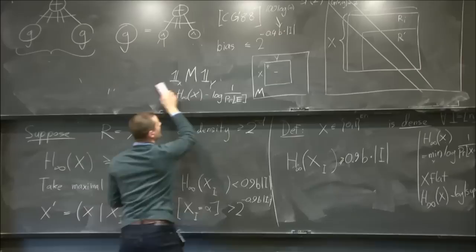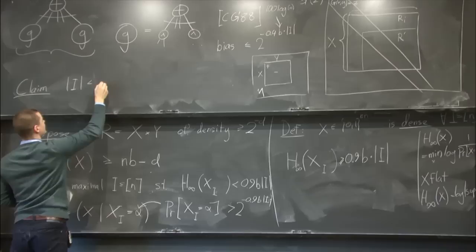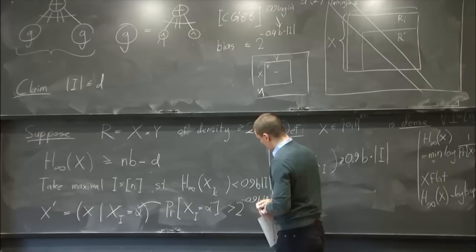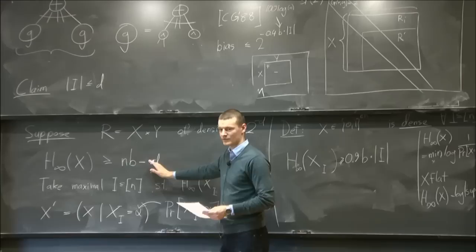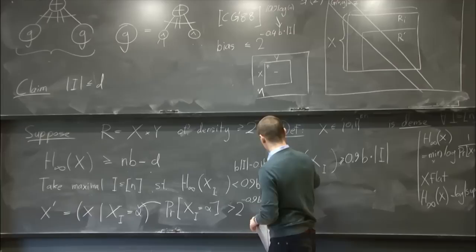So now I claim I'm in good shape, in the sense that I didn't fix too many coordinates. I only fixed at most roughly d of them. And you can see that from this inequality. If we call this the deficiency, the number of bits you lack from having full entropy, what's the deficiency here? The full entropy would be b times that, but we don't quite have that. We lack 0.1 b from the full entropy. So this is the deficiency here.